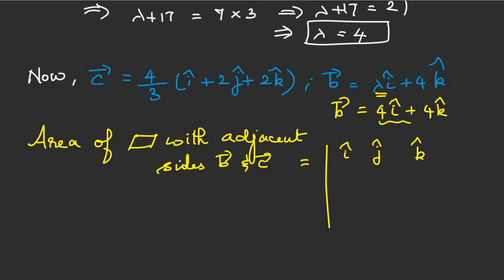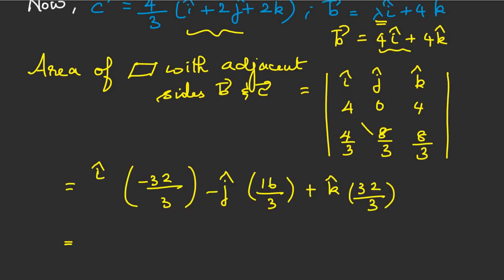Now components of B vector are 4, 0, 4. Components of C vector are 4 by 3 into 1, 4 by 3, 4 by 3 into 2, that is 8 by 3, and 4 by 3 into 2, that is 8 by 3. Now simplifying this determinant, we get the value for B cross C. The area of the parallelogram with adjacent sides B vector and C vector is the mod of B vector cross C vector, that is the formula. So we have found B vector cross C vector.